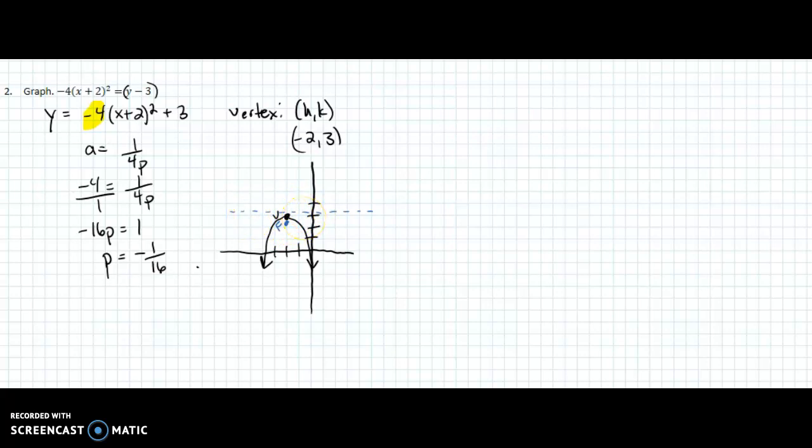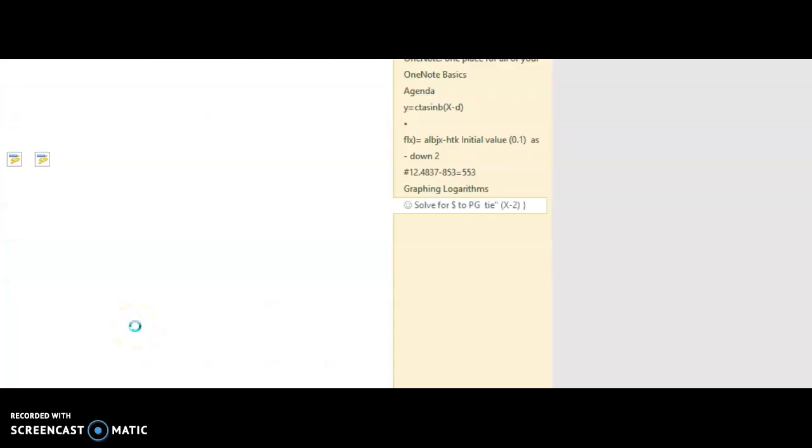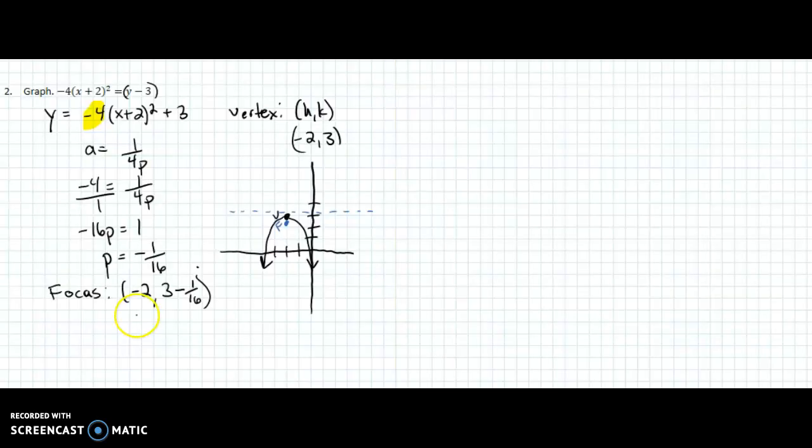So to find the focus, the x value doesn't change, but the y value does. And so we're going to start with -2 for the x value, and then we're going to 3, but we're just going to subtract 1/16. You can use your calculator to find that, or do this as a mixed number or decimal. I'm okay with any of that. I'm going to do it as 2 and 15/16. So that's your focus. And actually, if you just want to leave it as 3 minus 1/16, I'm okay with that too.